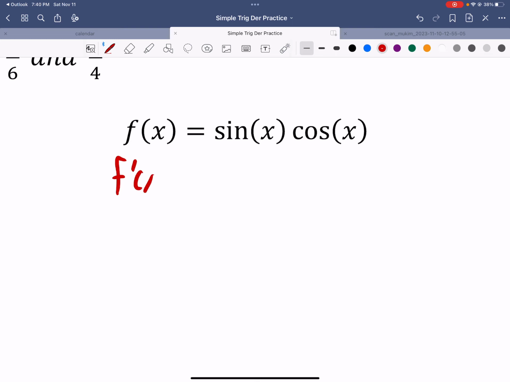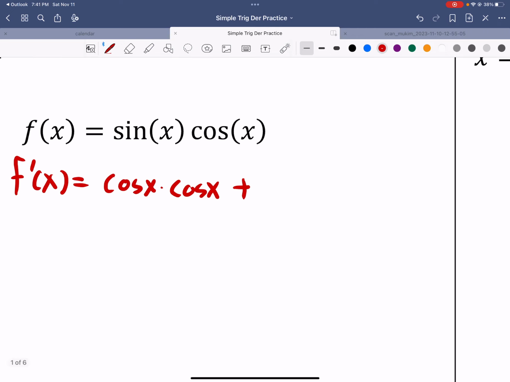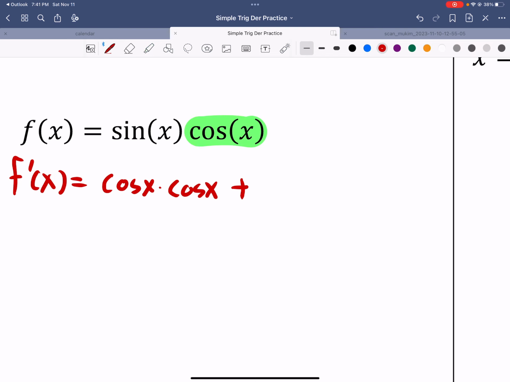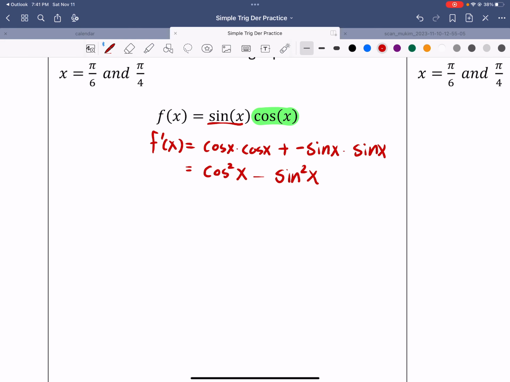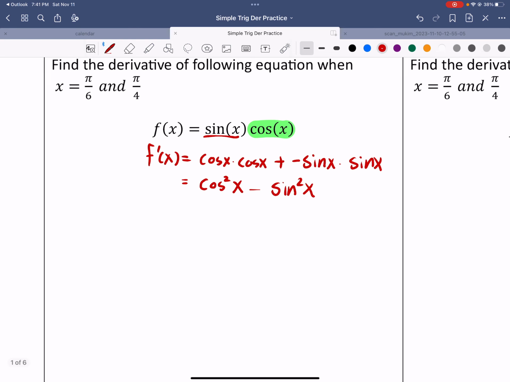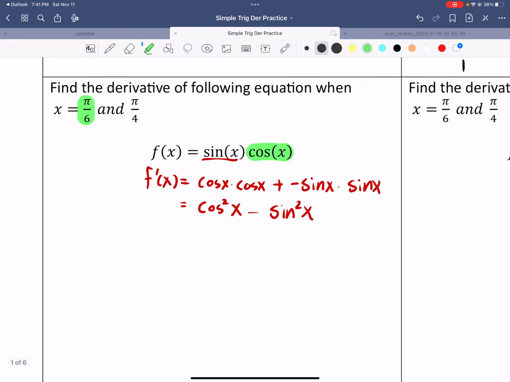So the derivative of sine x is going to become cosine x times cosine x, plus, now let's do the derivative of cosine. The derivative of cosine is going to be negative sine x times, copy this one down, sine x. So when you simplify this one, this is going to be cosine squared x minus sine squared x. So very simple, okay? Now, we're going to plug in pi over 6 and then pi over 4.